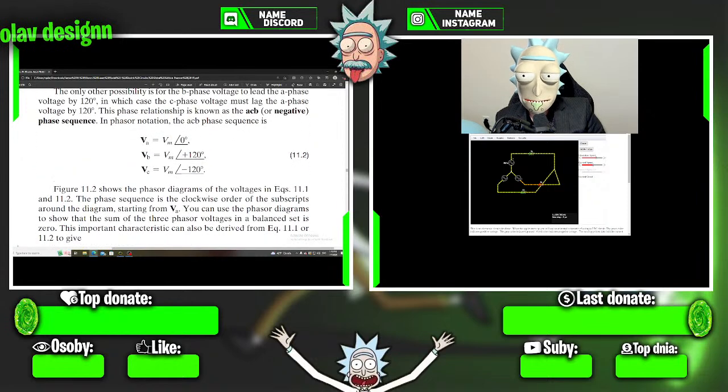Important characteristic: adding up all these three voltages, VA, VB, and VC, at any instant in time, the total voltage is always 0. And that is part of the reason why, if I were to draw a wire at the center, there's 0 current running through it, see? 0 current. No voltage, no current.